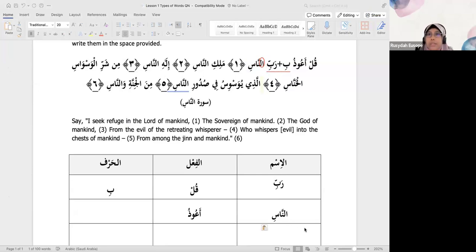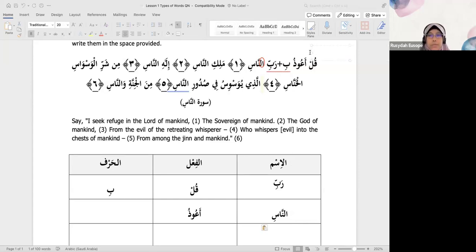So you don't need to write the word anas again. No need to repeat. You just write the words that have not been written here. It's quite simple. If you cannot write in Arabic, then you can just indicate, if it's an isim, you write I, for example. If it's a fi'il, then you write F. Harf, H. Just write in English also can.